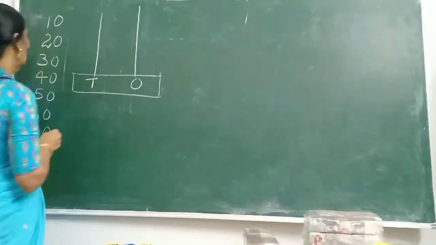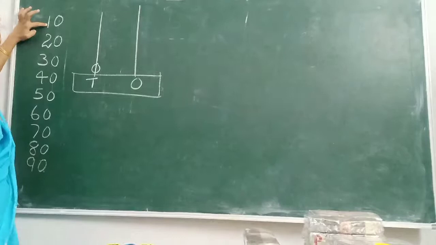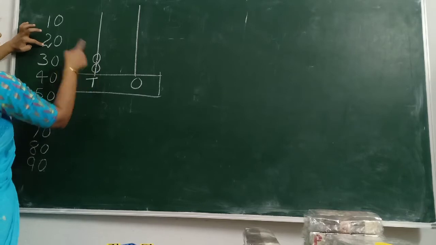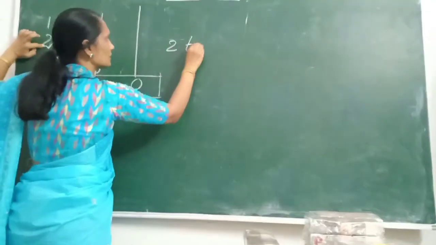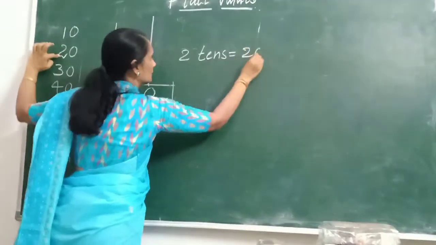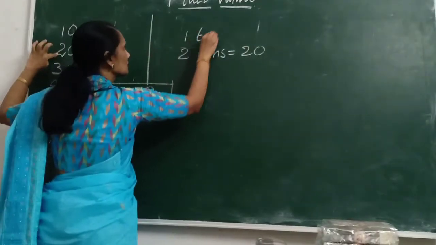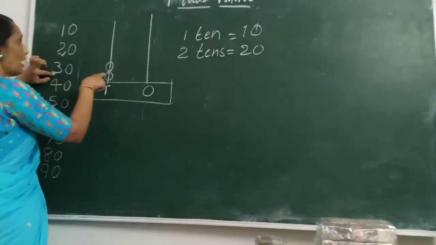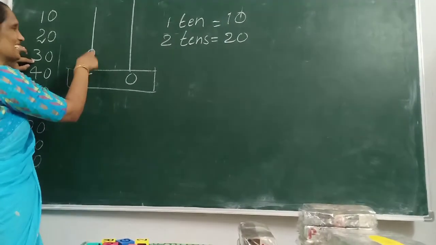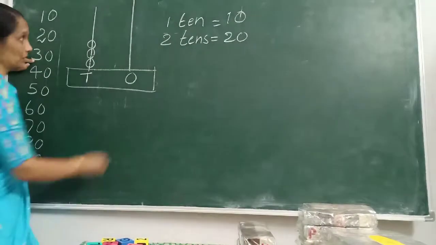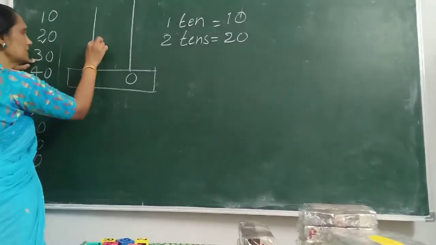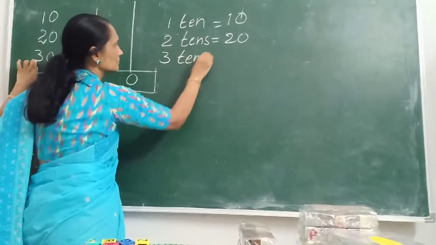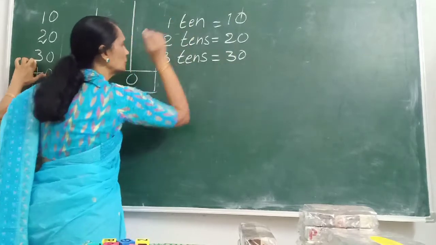Tens, ones. If 10, we will show it by 1 bead. If it is 20, we will show it by 2 beads. So, 2 tens make a 20. 2 tens equal to 20. 1 ten equal to 10. Right. If you want to show 30, how many beads we will put? Very good. 3 beads. So, 3 tens. 3 beads means 3 tens. T means 10 only, no? So, 3 tens. 3 tens is equal to 30.